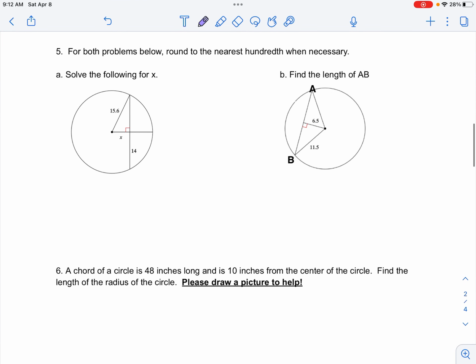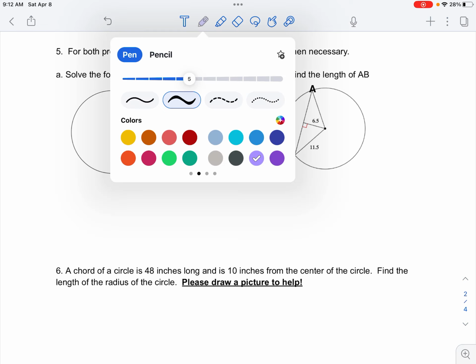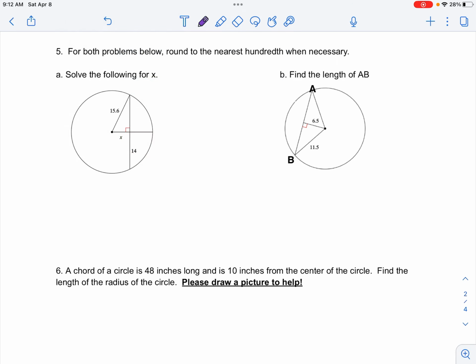I'm going to take you through the second page of the Chapter 10 segments review. Let's start here with number 5. For both problems below, round to the nearest hundredth when necessary. Okay, so my goal is to solve for x for part A.